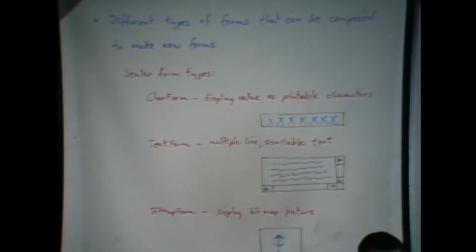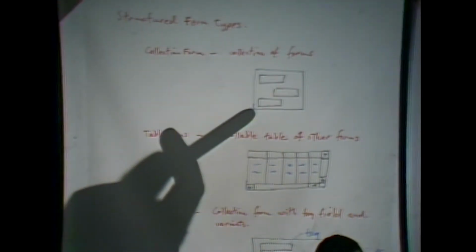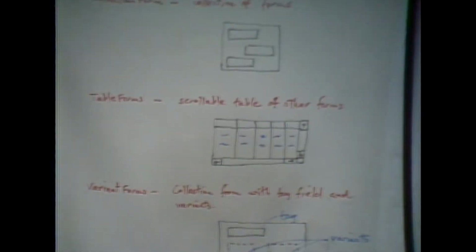First off, the composition is going to be that everything is a form. So you can have character forms, text forms, bitmap forms, graphics forms. This is kind of the primitives. Then you have structured form types. So you can have a collection form, which is what that previous slide was showing. Table form showed one of those.